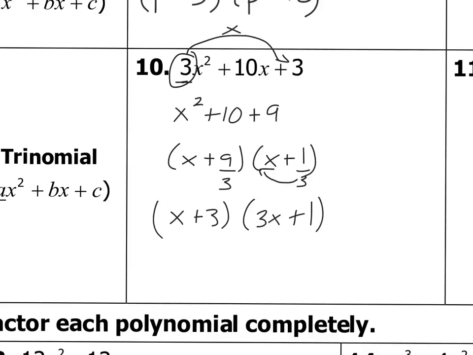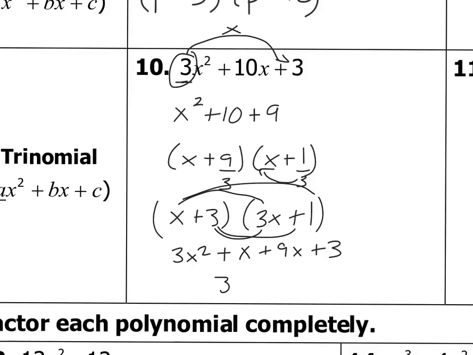Check your work, distribute. This video hasn't been that long, so I'll go ahead and check my work. x times 3x would be 3x squared. x times 1 would be x. 3 times 3x would be 9x. And then 3 times 1 would be 3. If you combine like terms, you end up with 10x plus 3.